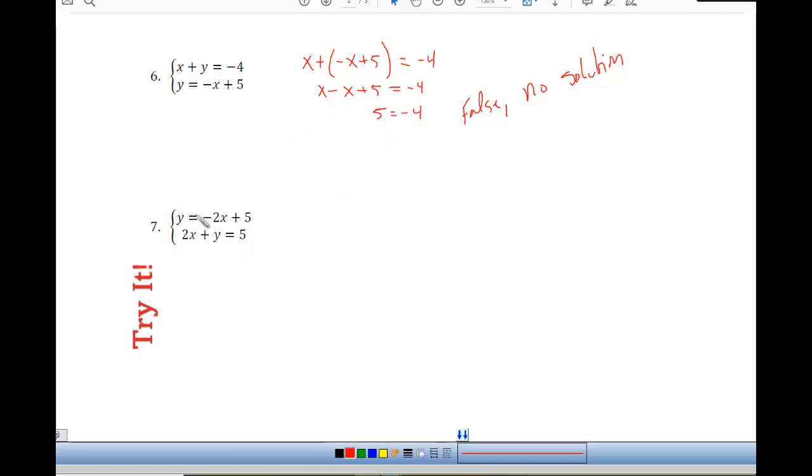And looking at 7. So again, I'll take my y right here and I'll sub it in down there. Take this and replace it right there. So I have 2 times x plus my negative 2x plus 5, that's equal to 5. Again, nothing to distribute through, just the positive symbol. So 2x plus negative 2x, that's just 0. I combine those like terms and I get 5 equals 5. That again is true. So we have infinitely many.